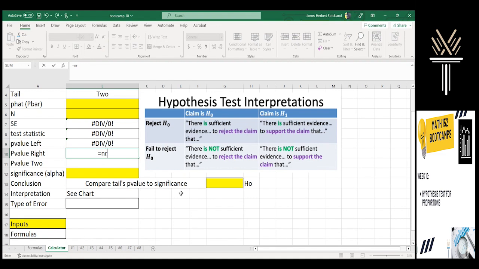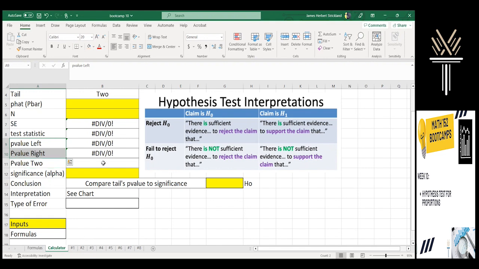And then we can do NORM.DIST, right tail, so 1 minus NORM.DIST of our test statistic, given 0, given 1, given true. But I forgot my 1 minus again, didn't I? 1 minus, because it's a right tail. And there we go. And so what we want to do for the 2 tail is double the smaller one.